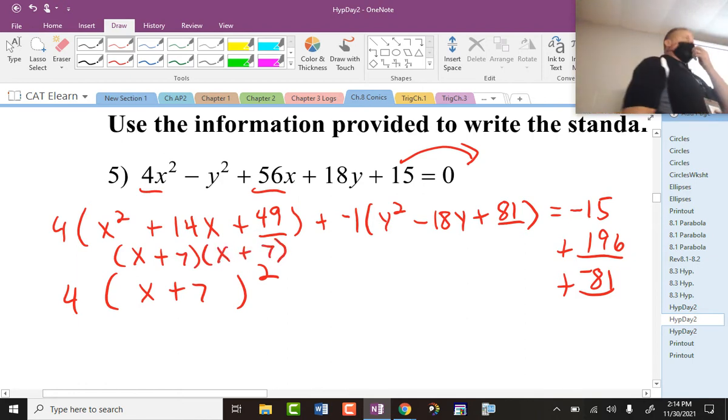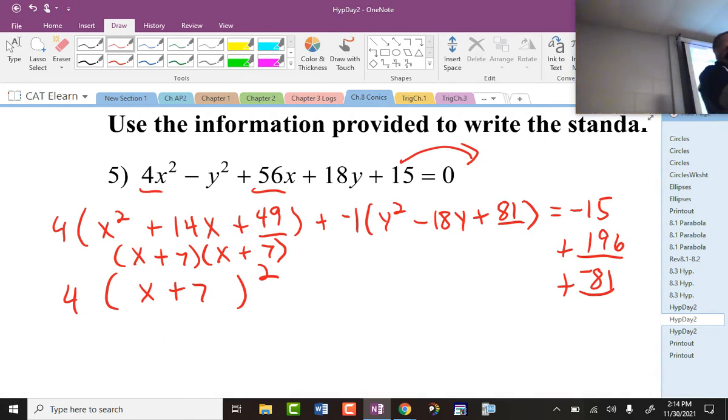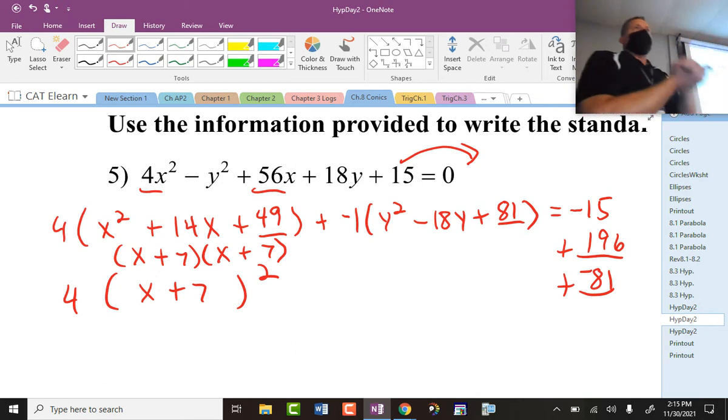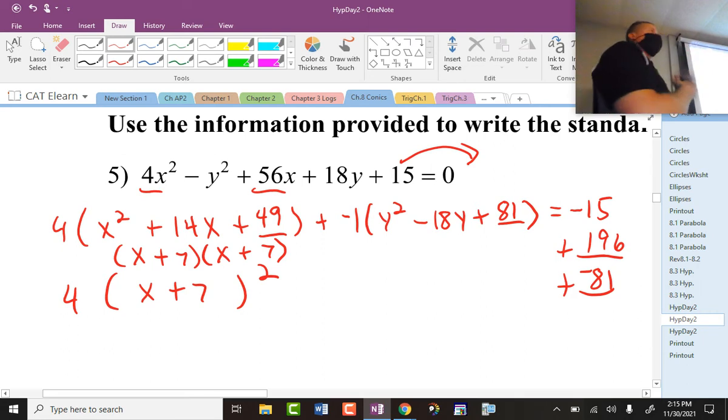Because that factors to be that. X times x is x squared. Do you remember me doing this in August? All right, good foilers, good factors. 7x and 7x is 14x. 7 times 7 is 49. So x plus 7 times x plus 7 is the correct factorization. By the way, that's x plus 7 squared.